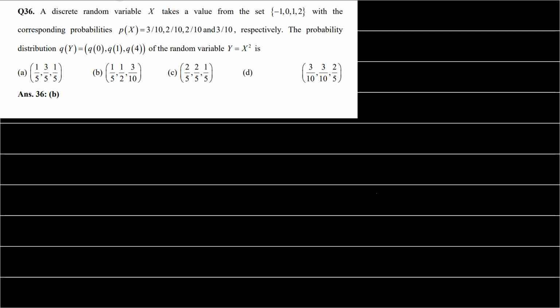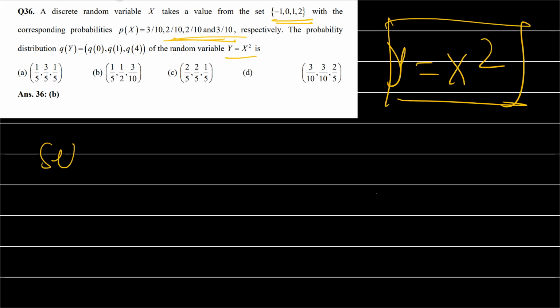Next, a discrete random variable x takes the value from the set given here with the corresponding probabilities p of x equal to this respectively. The probability distribution q of y is equal to this, for the random variable y. So this is a very simple question. So this is the set of x. This is the probability of finding x for the respective values from the set. So find the probability distribution of y for the random variable x, where y is equal to x square.